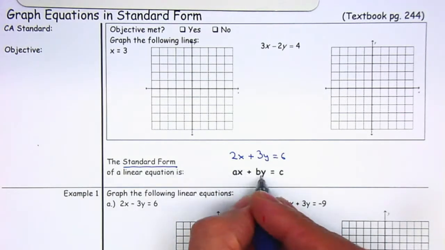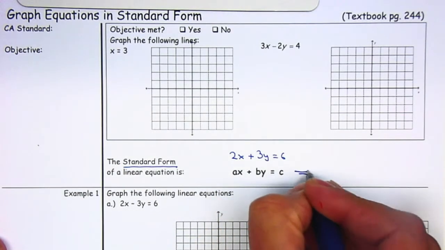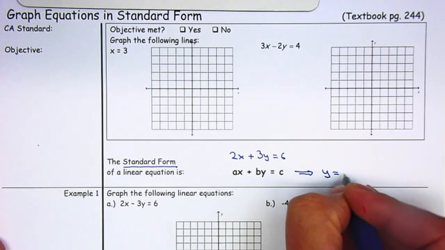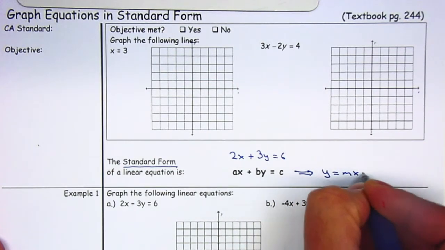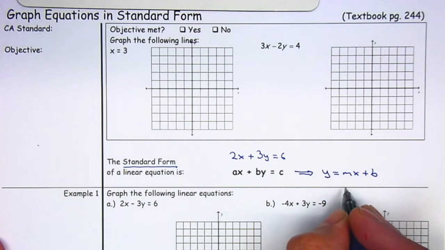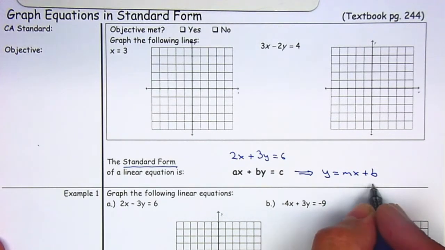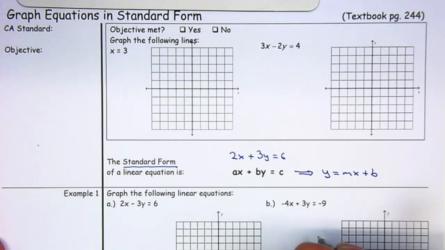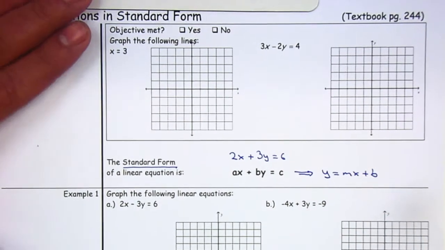In order to be able to graph this, we're going to have to convert this into the slope-intercept form. And once we place it in this format, we can identify the slope, the y-intercept, and we can graph it. So let's look at example number 1.